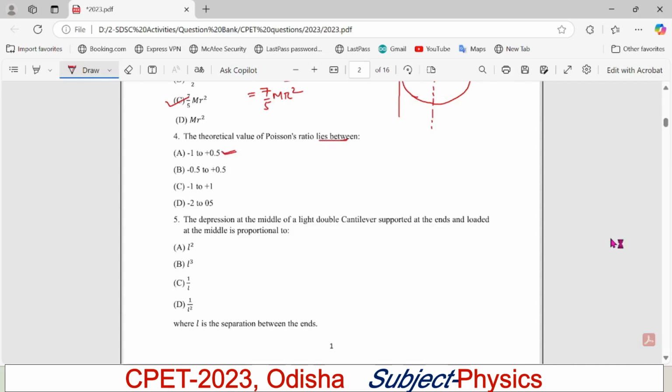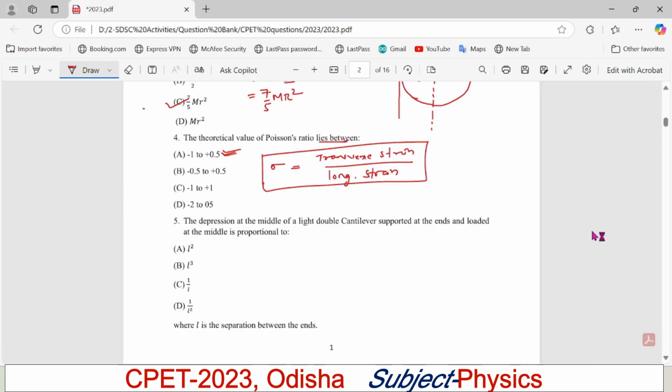See here, in general, the Poisson ratio represented by sigma, which is nothing but your transverse strain by longitudinal strain. Okay, you just remember this one. Transverse strain by longitudinal strain is nothing but your Poisson ratio, and its theoretical value always lies between -1 to plus 0.5. Now we are going to move to the fifth question.